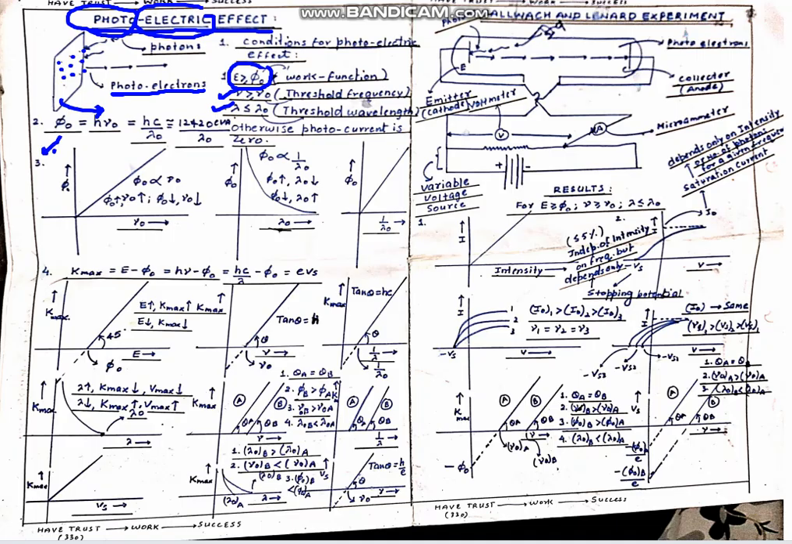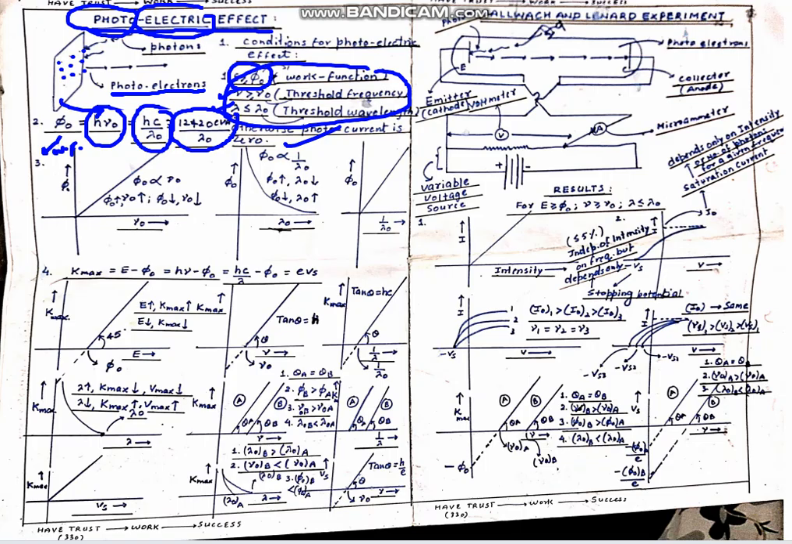The work function is related to the threshold frequency by phi naught equals h nu naught, which is ultimately related to the threshold wavelength by hc by lambda naught, which reduces to 1240 electron volt angstrom by lambda naught. This can be used as a shortcut to solve your questions. If these three conditions are satisfied, only then will photocurrent flow, otherwise photocurrent will be zero.